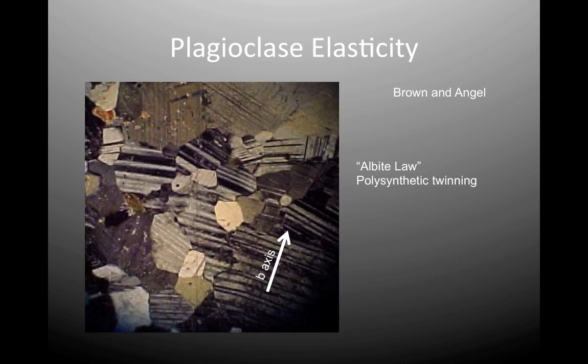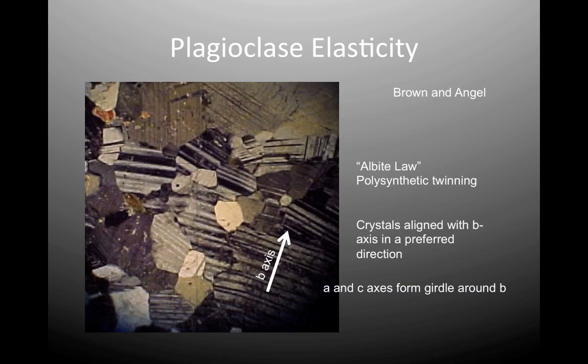They're almost always twinned, showing a laminar pattern such as this, with the b-axis perpendicular to the striping that you see on the crystal. So throughout this picture, you see polysynthetic twinned domains, and they are preferentially aligned such that all the B directions tend to line up in a general direction, while the A and C axes of the feldspars tend to form a girdle around the B.